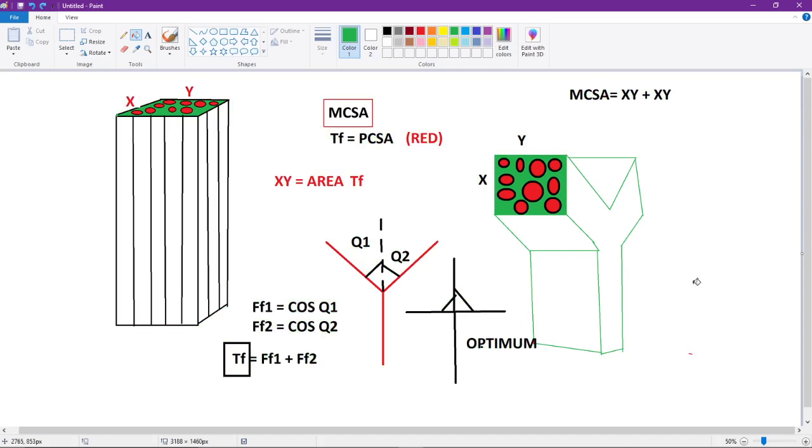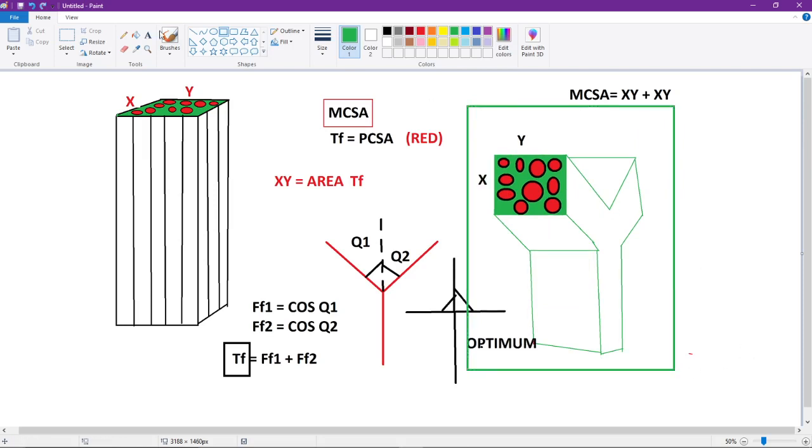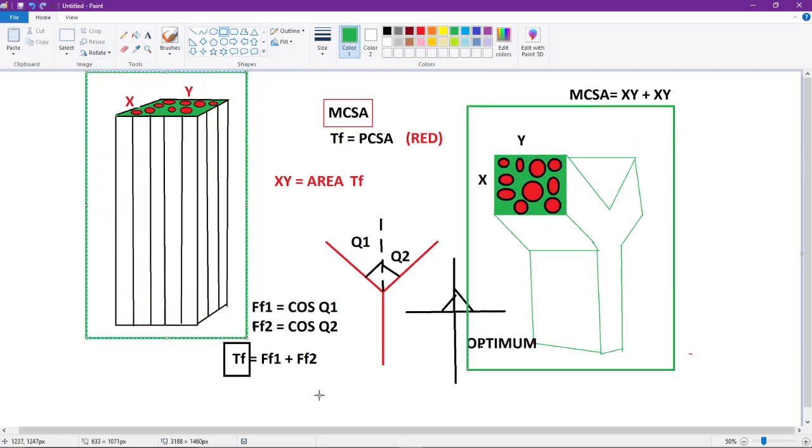Here also the MCSA will be double as in the case of the parallel muscle. So from here, children, we learned that in the case of pinnate muscles, the morphological cross sectional area is double the morphological cross sectional area of the parallel muscles. That simply gives you an idea that the tensile force produced by the pinnate muscles is larger than the tensile force produced by the parallel muscles.